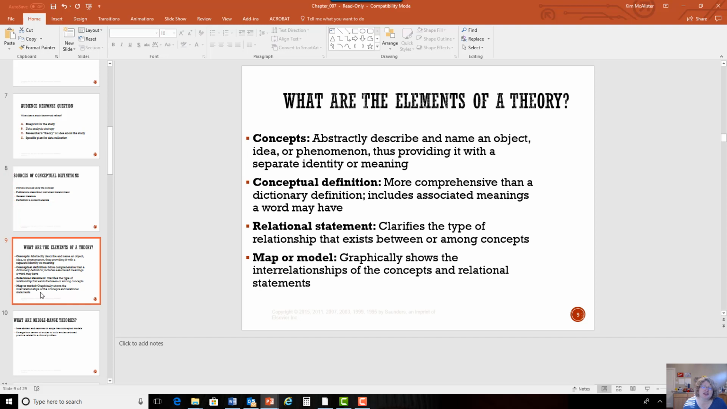So a theory is going to have concepts, and these are abstractly describing an object, an idea, or a phenomenon. You're going to have a definition of those concepts. So if you are discussing a concept in your theory, you need to have definite definitions of those concepts. You need to have a relational statement. Why does this impact that? Or why does this make that better? And it's also helpful to draw out a model that will help people understand it. And I'll show you what I mean.